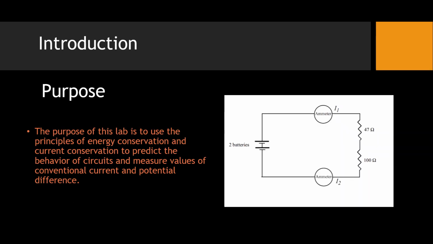Good evening. This is Physics 2212, Lab 3, Circuits Lab. Introduction. The purpose of this lab is to use the principles of energy conservation and current conservation to predict the behavior of circuits and measure values of conventional current and potential difference.